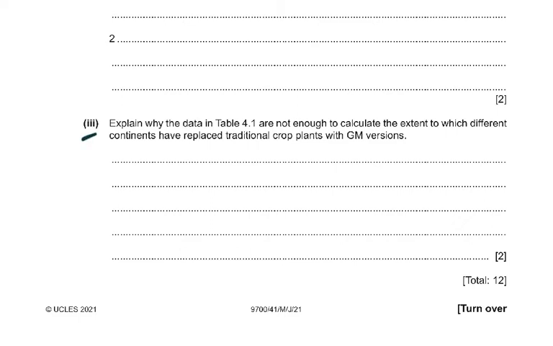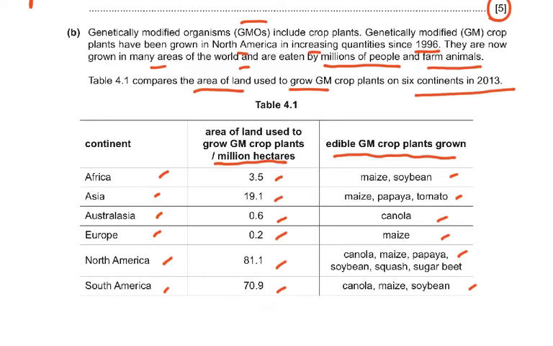Then coming to the last part of the question, part 3, explain why the data in table 4.1 are not enough to calculate the extent to which different continents have replaced traditional crop plants with GM versions. So this data here, why is this not good enough? Because we do not know what is the total crop area or what is the non-GM crop area. If this was 3.5 million hectares, how much was the non-GM crop? Was it 10 million or 20 million or only 1 million? So we do not know the total crop area or the non-GM crop area. So we cannot work out the percentage of GM to non-GM.